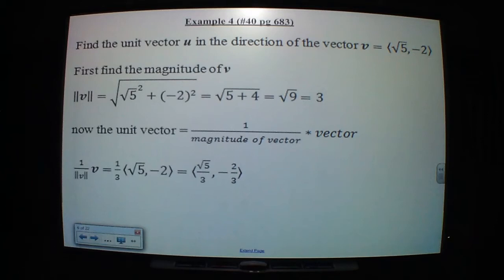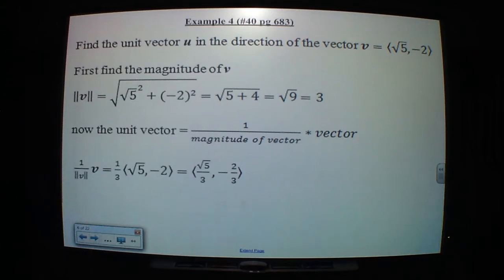Find the unit vector u in the direction of vector v, which is equal to radical 5, negative 2. First we need to find the magnitude of vector v. So radical 5 squared plus a negative 2 quantity squared, which would be 5 plus 4, which is 9. The square root of 9 is 3.